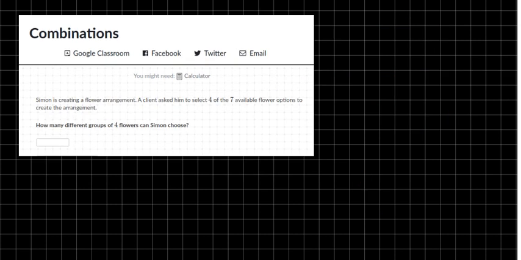Alright, here's our last one. Simon is creating a flower arrangement. A client asks him to select 4 of the 7 available flower options to create the arrangement. So we're going to want to do 7 choose 4 to find out how many different groups he can have. So what goes up here, do you remember? 7 factorial, divided by 4 factorial times 3 factorial.